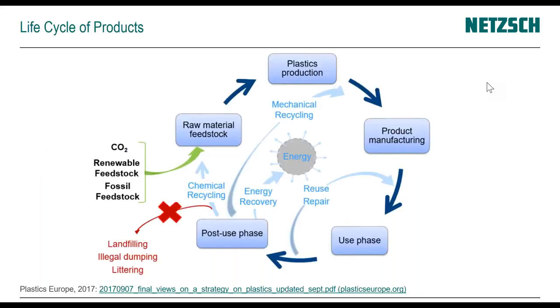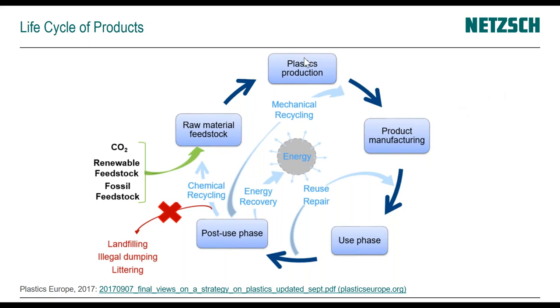When we talk about circular economy, we really want to get away from that model where you take material, you make a product out of it, and at the end of the life you discard it, and you start with new feedstock. Circular economy is really trying to get into a cycle where the material is used and reused and recycled as many times as possible, ideally a never-ending cycle.